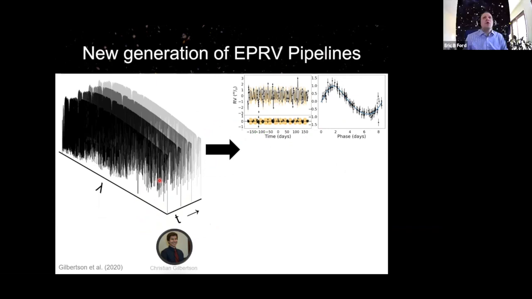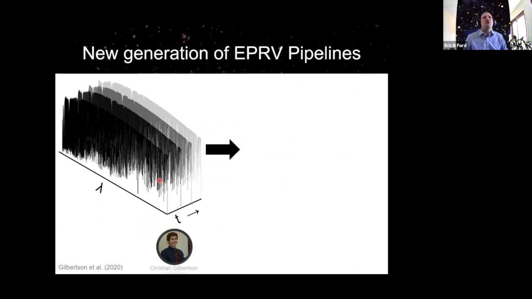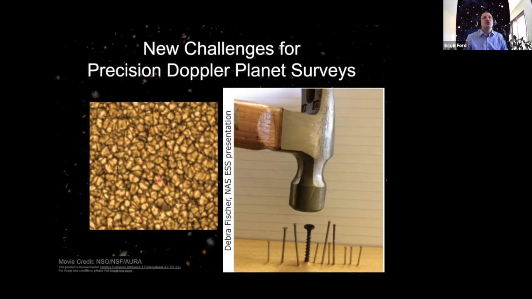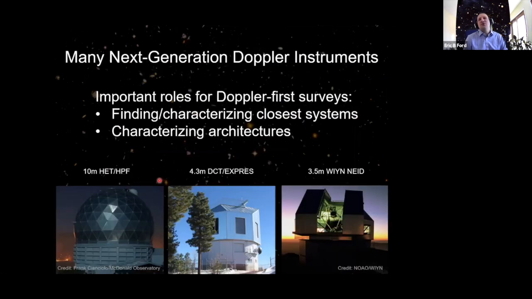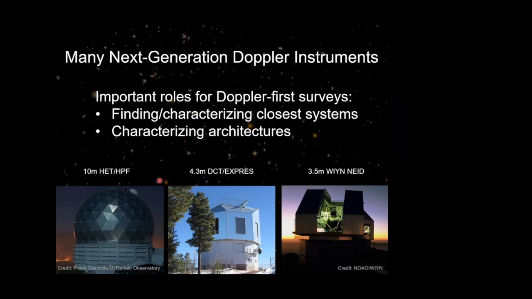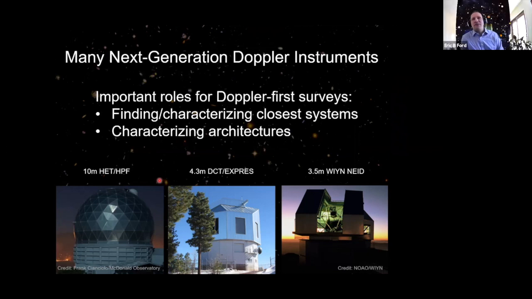So I think you're right in the sense that, if I were to phrase it as what has been demonstrated by ESPRESSO, EXPRES, NEID, is that on short time scales, they're good to 30 centimeters per second. I wouldn't want to say that they're not good to that level on longer time scales. The hope is that things like laser frequency combs will provide long-term stability over many year time scales, but I think it's fair to say they haven't yet demonstrated that.